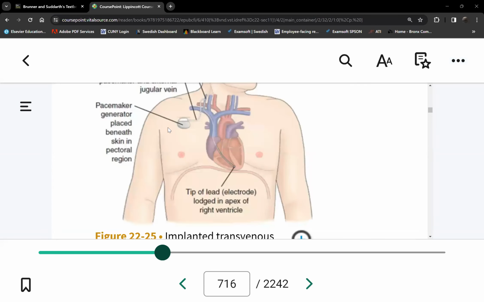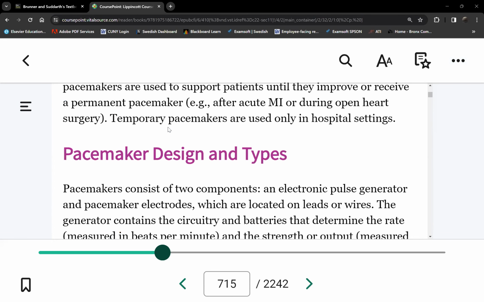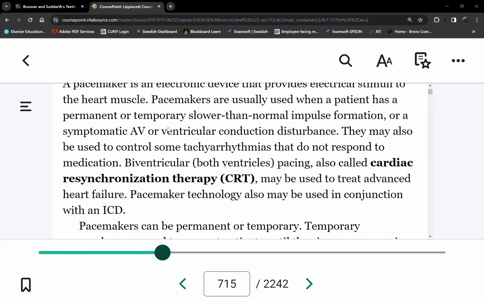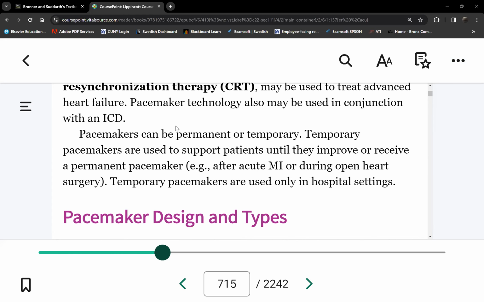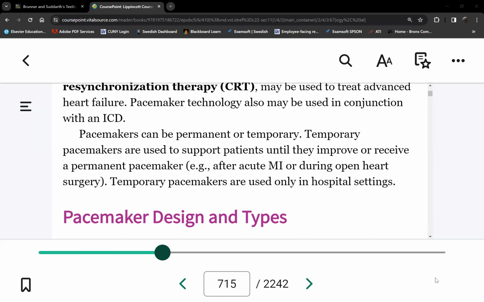So there are two types of pacemakers. We have permanent or temporary. Why is there a temporary and a permanent?